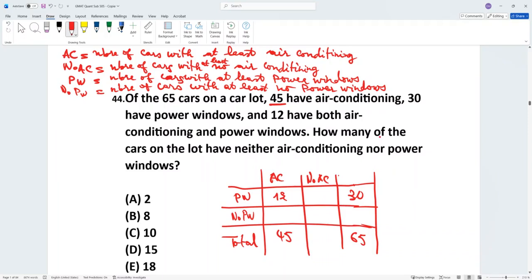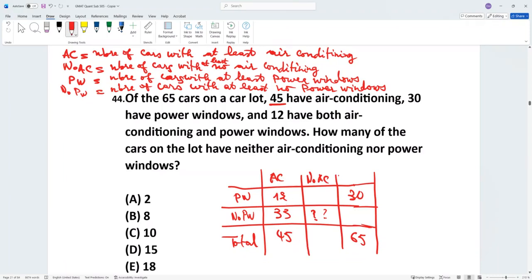So now the question is, how many of the cars on the lot have neither air conditioning nor power windows? So this is neither air conditioning nor power windows. So it's this cell here that we need, because it's no air conditioning, no power window. That's what it is asking. But in order to find this one, we need to find the value here. We need to find the value here as well. Okay, one way we can do that. So here, since the total is 45, then this here must be equal to 33.